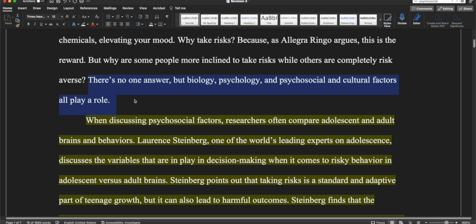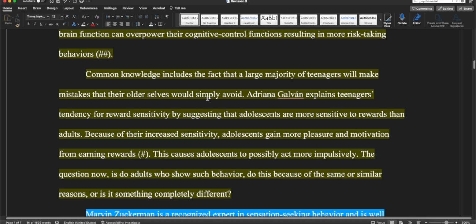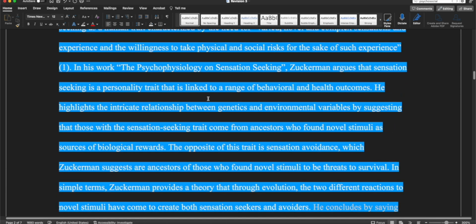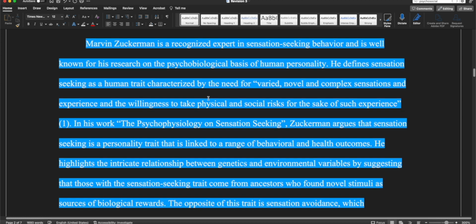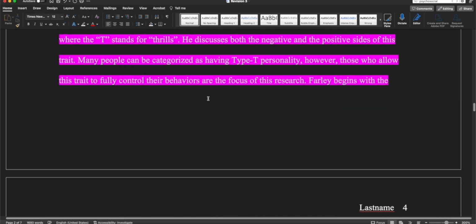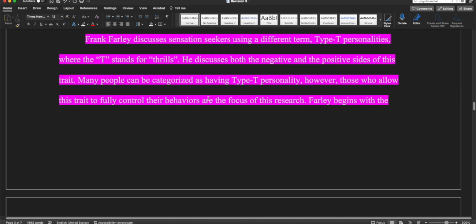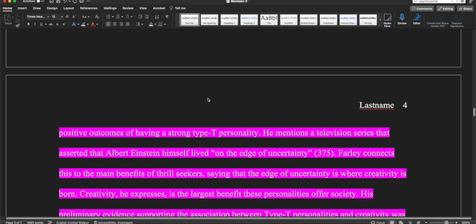Now, I combined psychosocial and cultural factors after looking up the definition of psychosocial, and it said that basically it's the relationship between psychological factors and the environment. So I felt like it was possible for us to combine those two things together. Then I went through the paper, and since we have this outline at the beginning telling us where everything is, I highlighted each section. Yellow is for psychosocial and cultural. Blue is for biology. Pink is for psychology. That's right, P, psychology. It took me a second there.